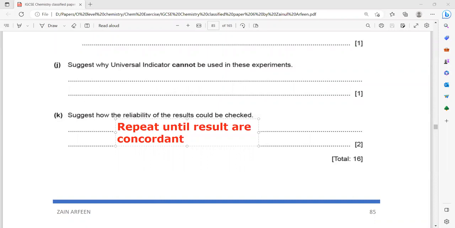So if you mention compare the average, check the spread of results, that is fine. It is not wrong. If you mention repeat the experiment, compare the results, find the average or find the anomalous result in the range, that is fine. But for a titration specifically, whenever a titration is done, we repeat the procedure until we have two results which are within 0.2 of each other. That is the way to carry out a titration.